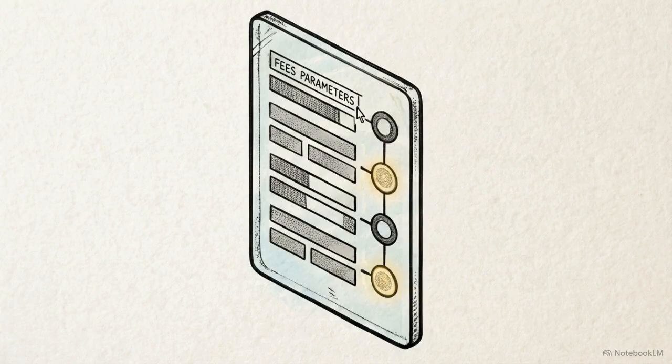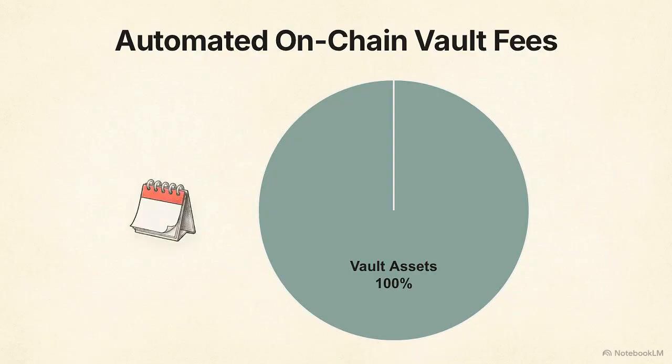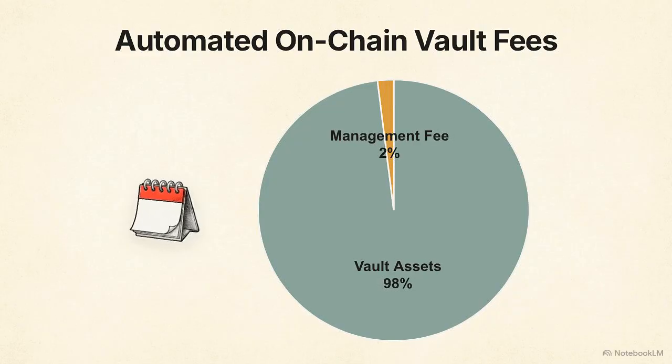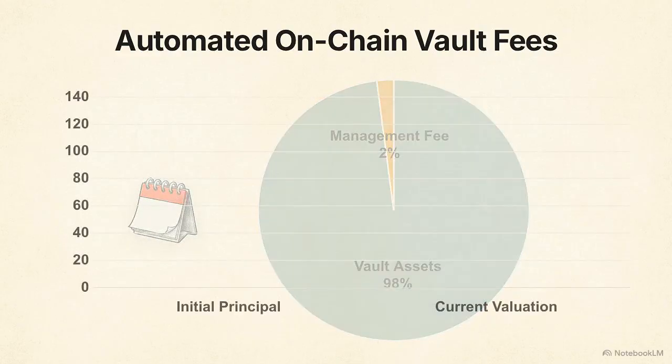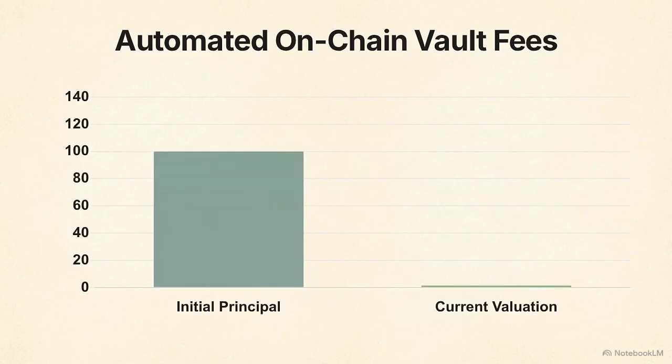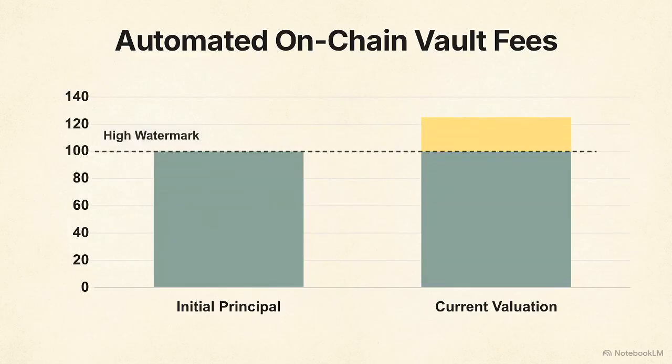Now we configure the economics. You will hard code your specific fee parameters directly into the Vault's smart contract. First, set the management fee. This is an annual percentage charged for the ongoing administration of the assets. Second, configure the performance fee. This percentage is only taken from the profits the Vault generates for its investors.